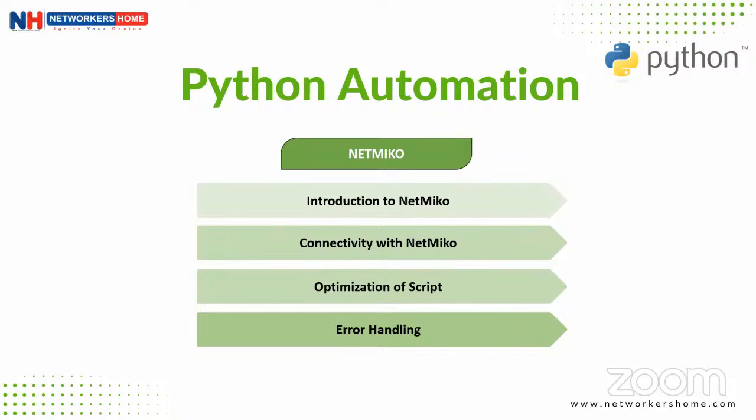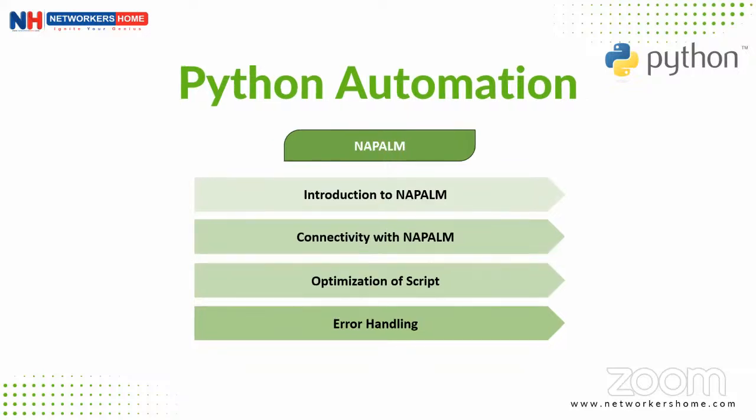Then to collect the data from the devices and to operate over the data, we'll discuss the next thing, that is NAPALM. So NAPALM is another open source library with support for multiple network devices, where we will be collecting data and operating over that data. So we'll have an introduction to NAPALM, and we'll understand the connectivity with NAPALM, and then we'll optimize those scripts and deal with the error handling mechanism. So here we have concluded what we'll learn with Python automation, with Python libraries.